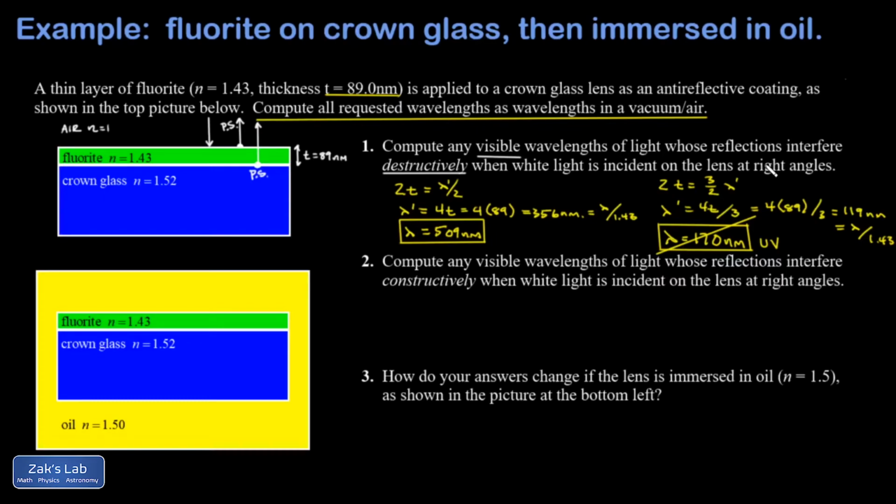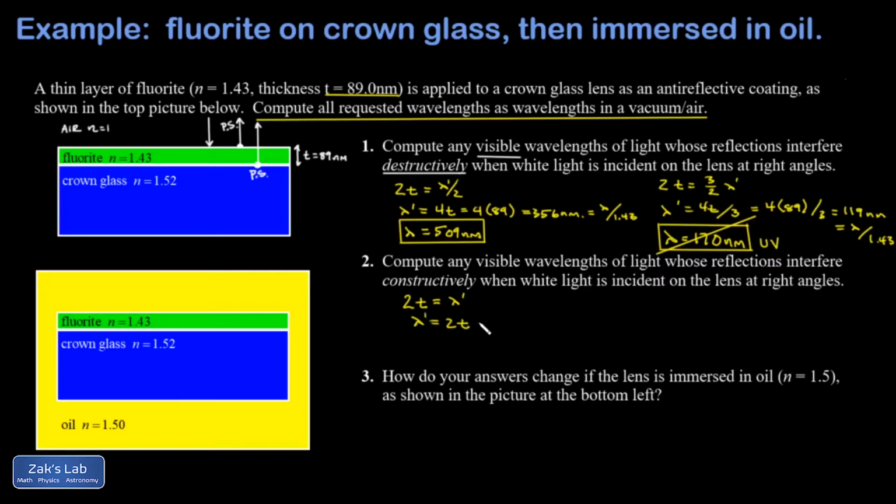In the second part, we're asked for any visible wavelengths of light whose reflections interfere constructively when white light is incident at right angles on this film. And again, we have a phase shift for the light at each of the reflections. So the reflections don't put the waves out of phase. If our extra travel distance doesn't mess with the phase of the second reflection, then we'll get constructive interference. And the first one happens when the extra travel distance is equal to exactly one wavelength so that it doesn't mess with the phase of that reflection.